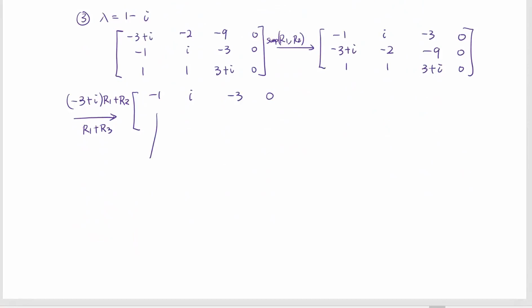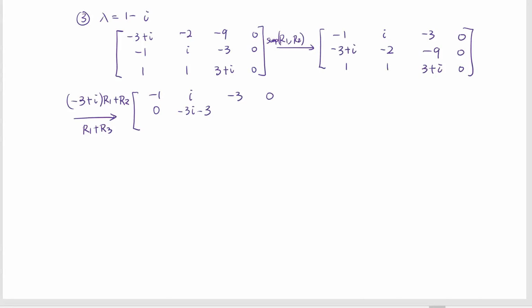So this guy is 0, right? Because we subtract the same thing, it's 0. So this guy is negative 3 plus i times i minus 2. So it becomes minus 3i, i squared is minus 1, minus 2. So it's negative 3i minus 3. So far so good. I hope that in this example you can also learn how to work with complex numbers.